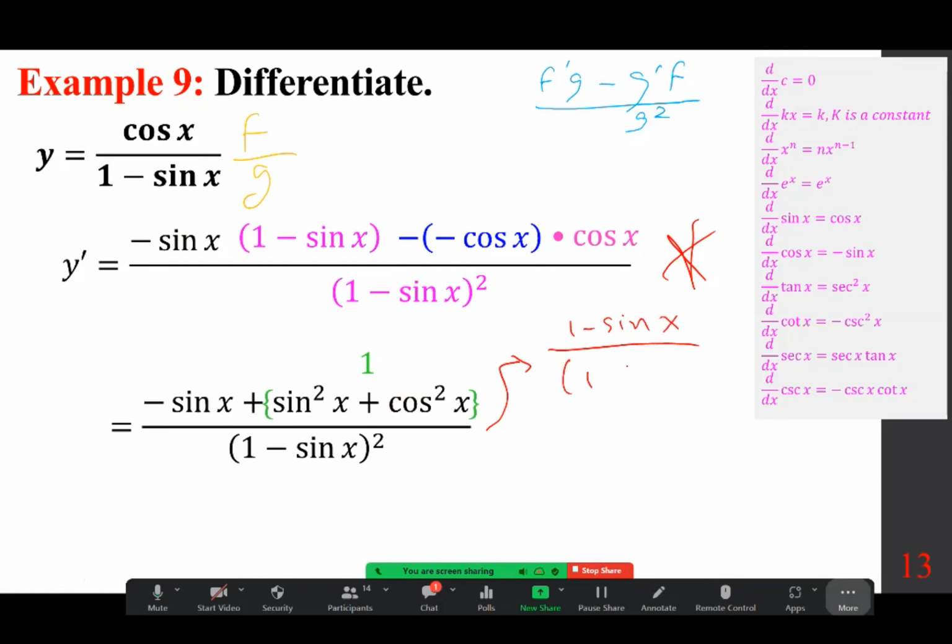In the denominator, we have the same thing to the second power. So the numerator is 1 minus sine x. The denominator is the same thing to the power of 2. So I can get rid of this, change it to 1, and the exponent changes to 1, and the whole thing simplifies into 1 over 1 minus sine x.